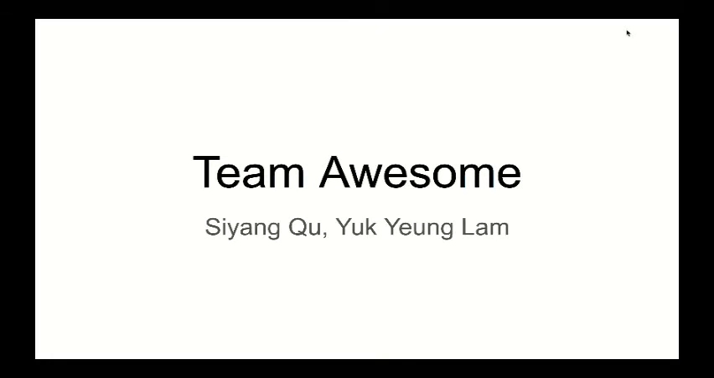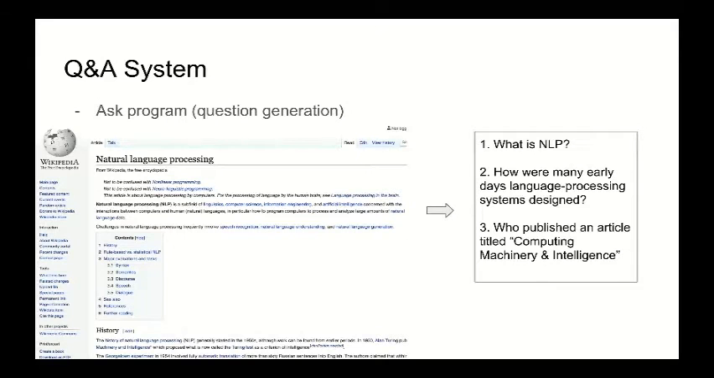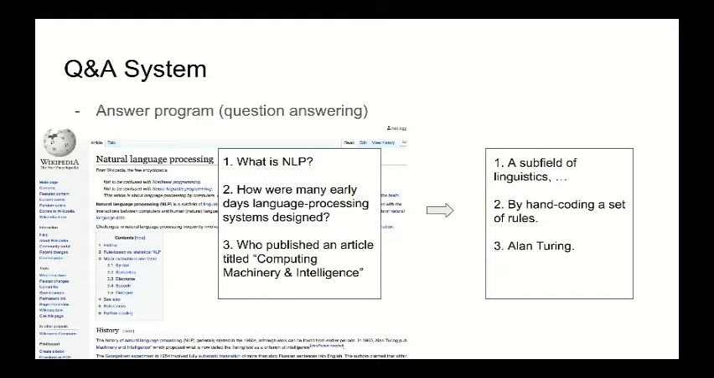In this video, we'll talk about how we implemented a question and answering system for our NLP course project. Our task was to create two programs: an ask program that takes in a Wikipedia article and generates a set number of intelligent questions for the article, and an answer program which takes in a Wikipedia article and a list of questions relevant to the article and answers those questions correctly, fluently, and concisely.